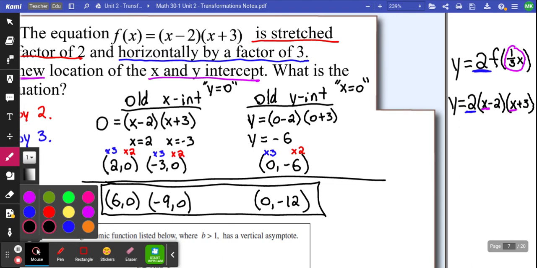Y equals, I'm not going to have enough space. Y equals my 2 out front from my vertical stretch. And then my x's change to 1 over 3x, like this. And now you can see my horizontal stretches in there. That would be your new equation. Y equals 2, 1/3 x minus 2, 1/3 x plus 3.